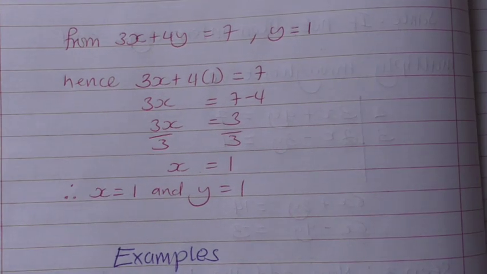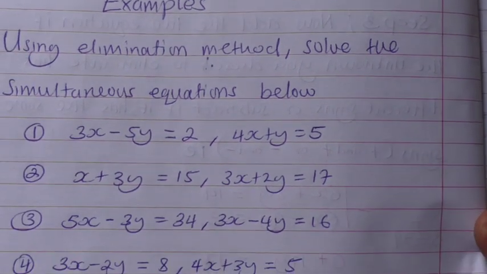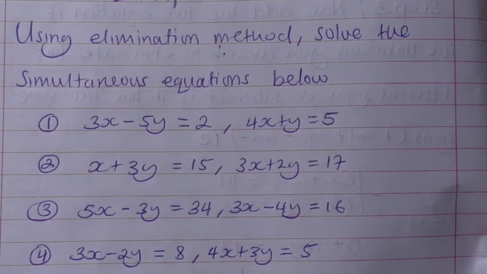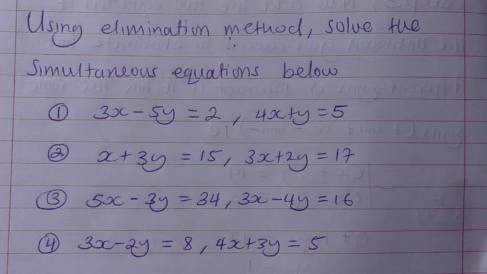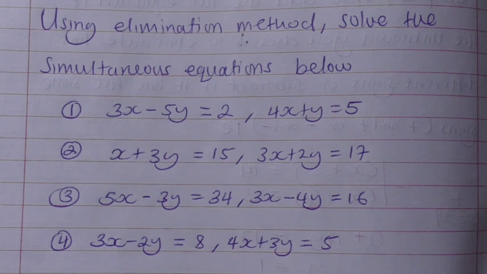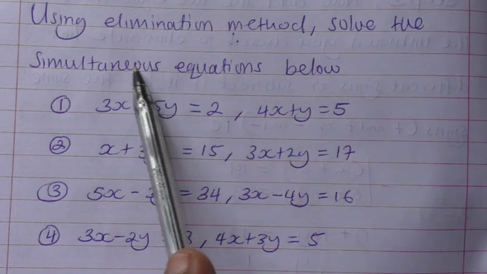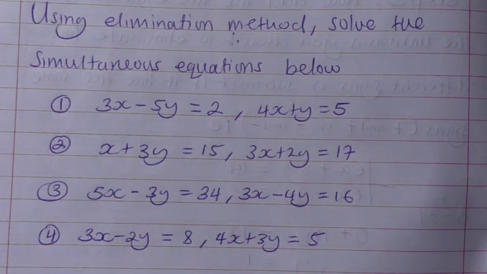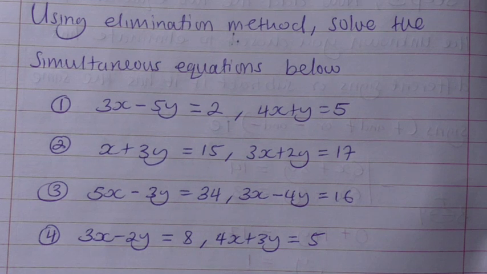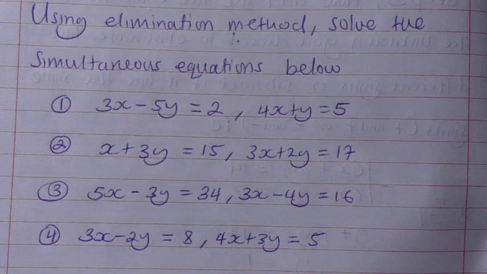Now that we have done that one together, you try out these ones. And please comment with your answers so that we learn together as we enjoy together. The question says, using elimination method, solve the simultaneous equations below. There are 4 numbers for you to try out. Please endeavor to always practice mathematics, because practice makes perfect and also reduces on the mistakes.